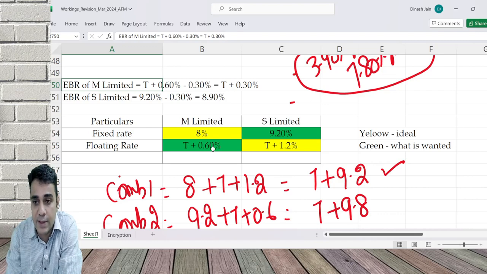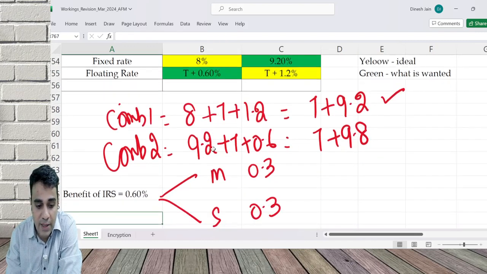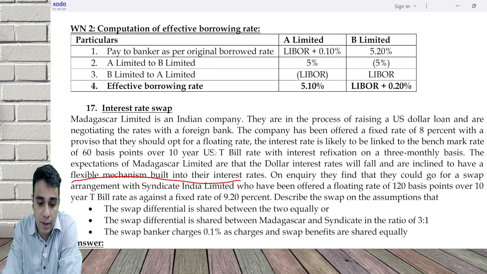In the third situation, what is happening? How much is the intermediary going to charge? 0.1. So of the 0.6, 0.1 is gone. Leftover is how much? 0.5. Share it as 0.25, 0.25. In your effective borrowing rate, 0.25, 0.25 will go. This can also be understood: the intermediary will charge 0.1 from me, 0.1 from the other guy. So he charges 0.2. Leftover is 0.4. Again, share it as 0.2, 0.2. You can understand it in different ways.